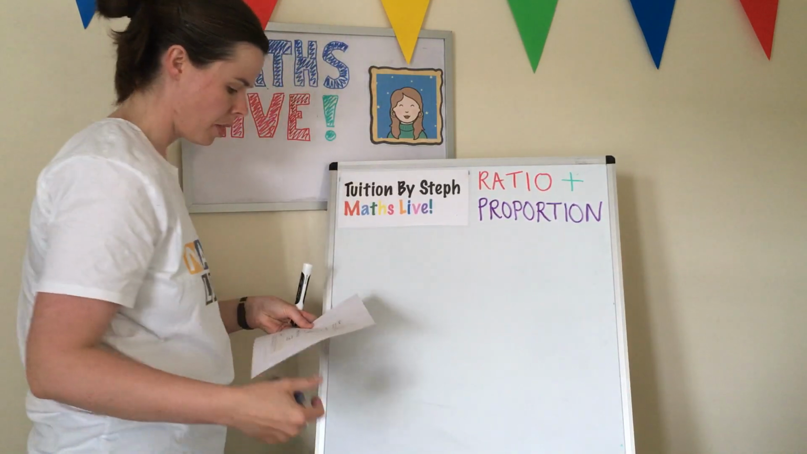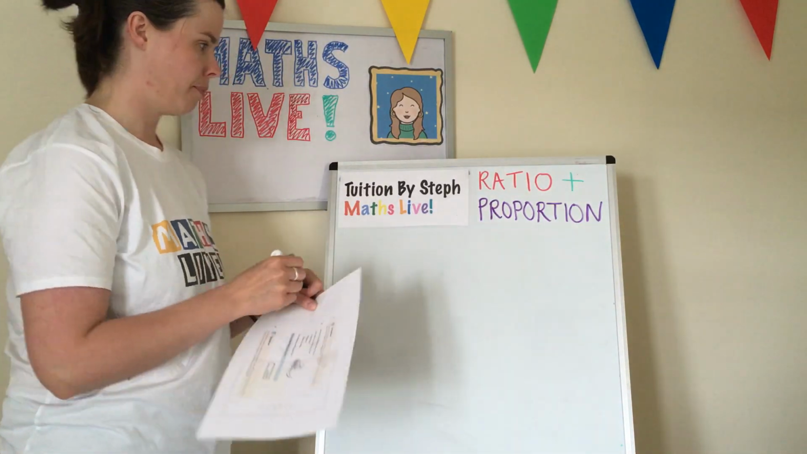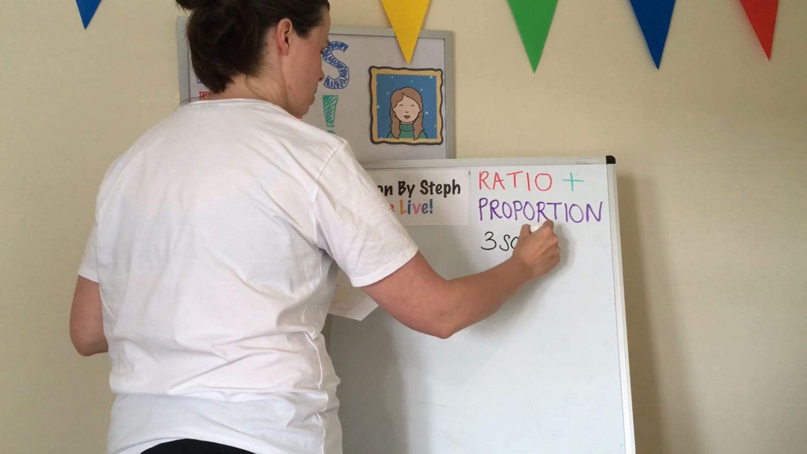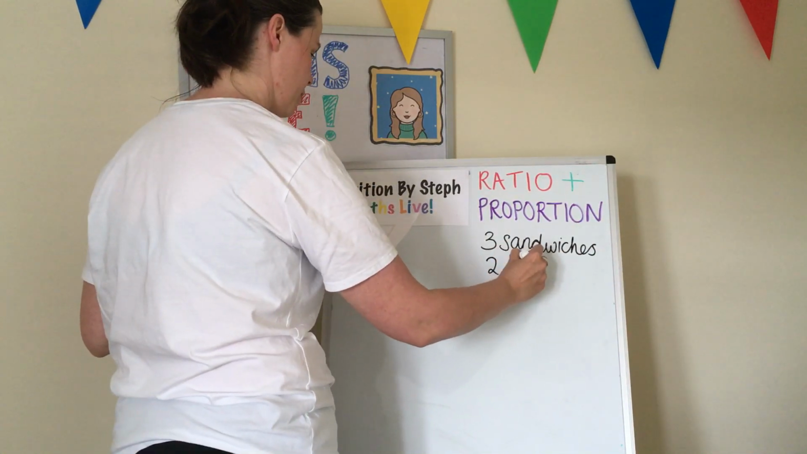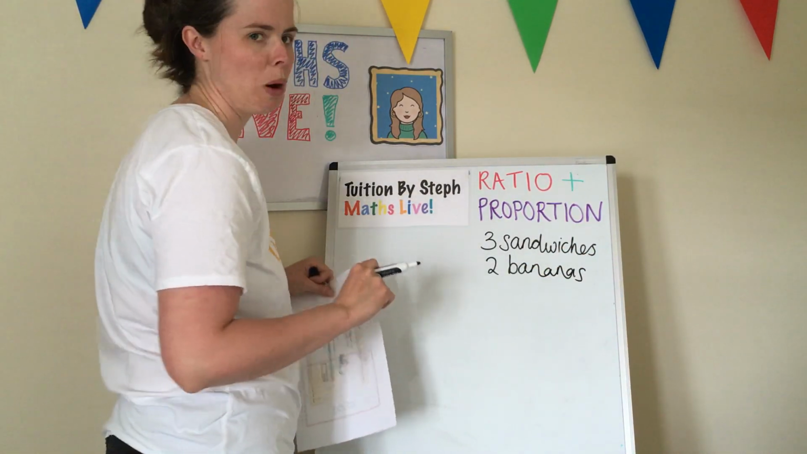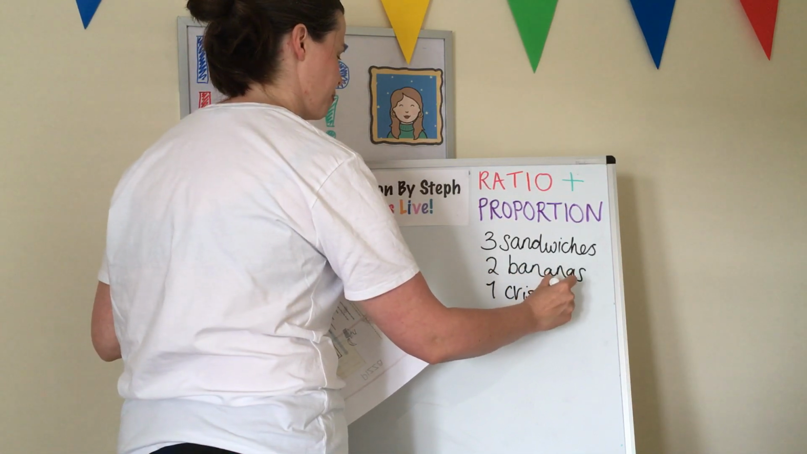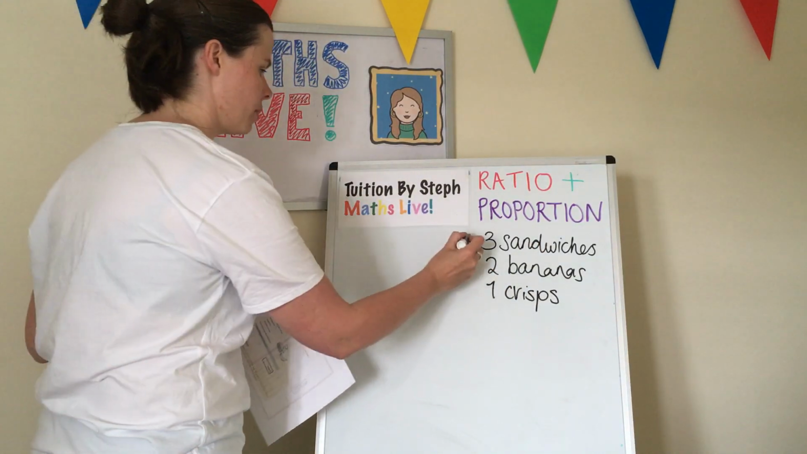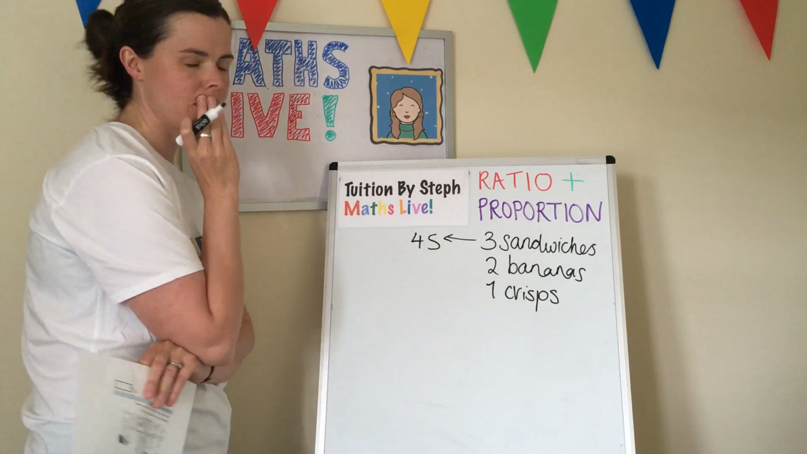Question 2 was, David and his friends prepare a picnic. Each person at the picnic will get 3 sandwiches, 2 bananas. Oh, I don't think I can eat 2 bananas in a picnic. I think I'll just about manage 1, but not 2. And 1 packet of crisps. Oh, that's a big lunch. The children pack 45 sandwiches. How many bananas do they pack?